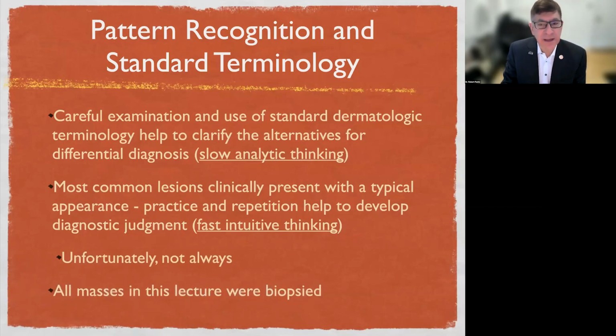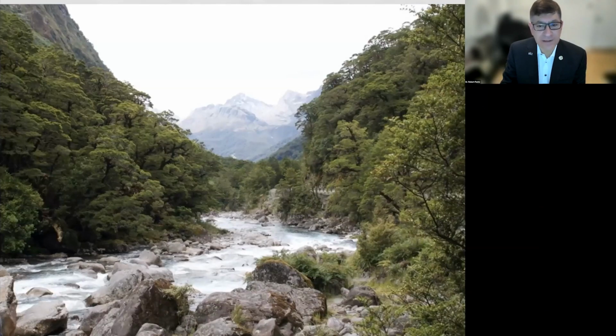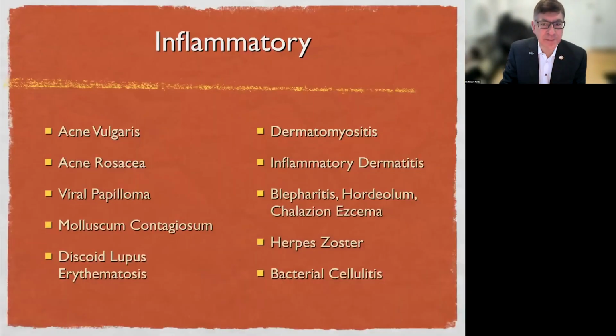And so again, everything that I'm going to show you was biopsied so that I can tell you for sure that what I'm telling you it is what it was. Here's a picture of Colorado where I live. All right. So here's a list of some of the things we'll talk about today in the inflammatory category. As you can see, all of these are relatively common, with perhaps the exception of discoid lupus.